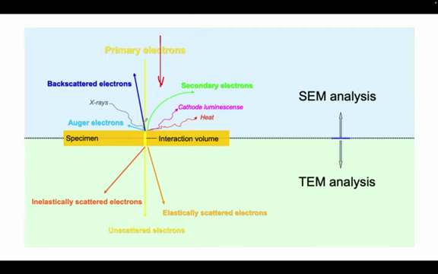So these electrons, which are basically emitted from the surface of the sample, are going to be used in something called scanning electron microscopy, right? Whereas electrons which are able to pass through the sample are going to be used for transmission electron microscopy. So these are two different modes of electron microscopy, which can be used to study different properties of the sample.